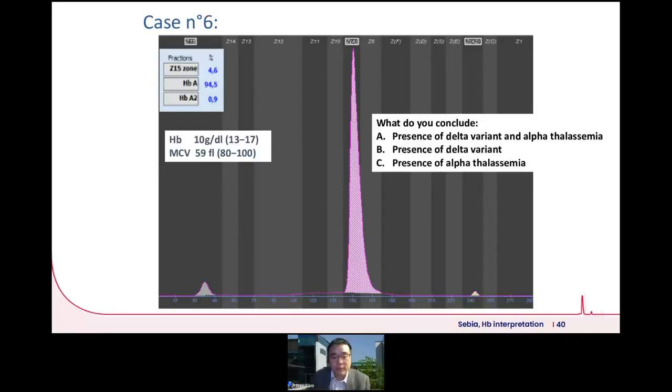So what about this case? Okay, so there is the presence of hemoglobin H. So this very distinctively is a presence of alpha thalassemia. And because alpha genes are being reduced, you do not see that increased hemoglobin A2 as well.